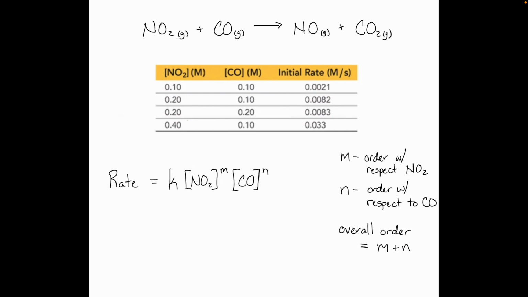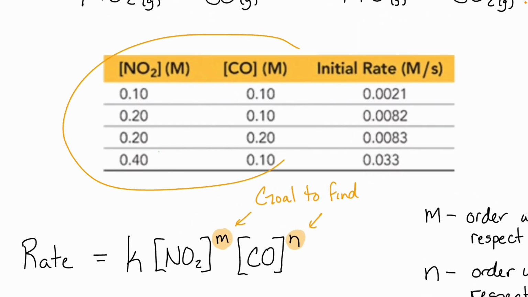Now, again, our goal is going to be the exact same. Our goal is to figure out what M and N are. And once we establish what our order is with respect to the nitrogen dioxide and the carbon monoxide, then we can plug in our data and actually figure out what K is as well. We got to figure out what those orders are. We got the same type of data here, but now, of course, we have two columns for our initial concentrations.